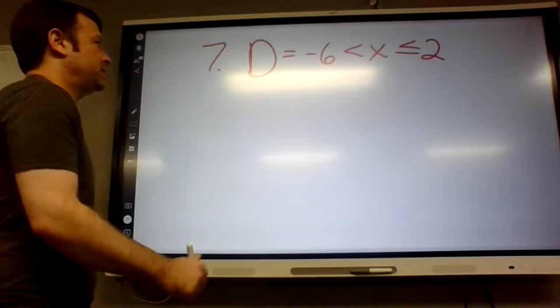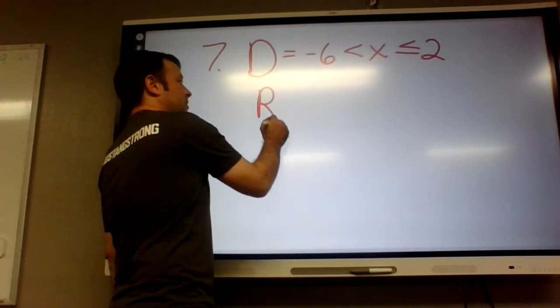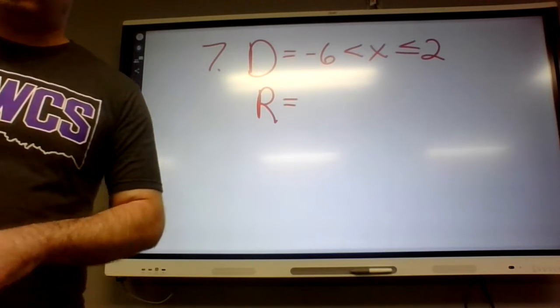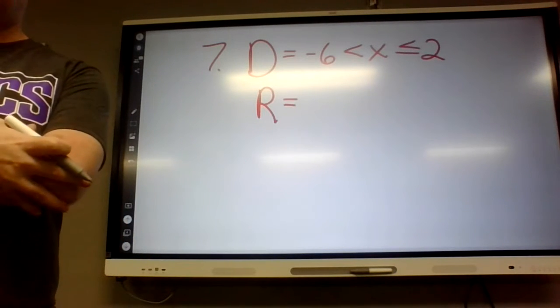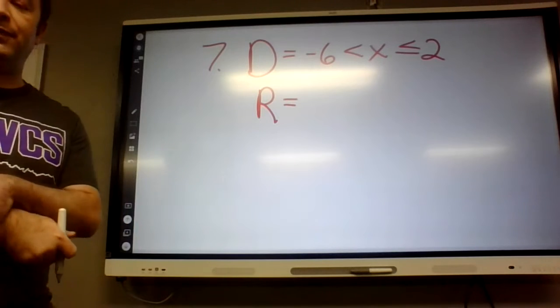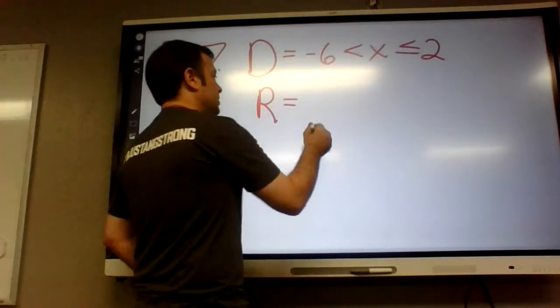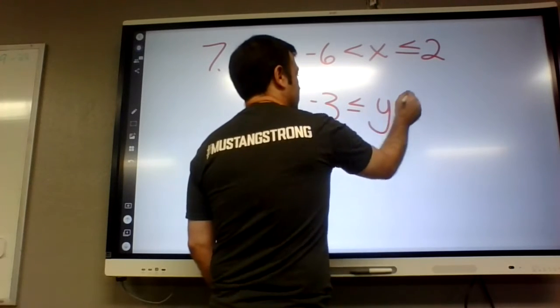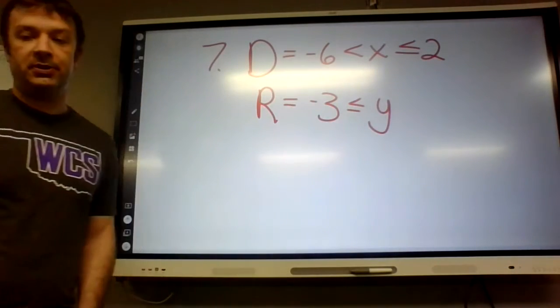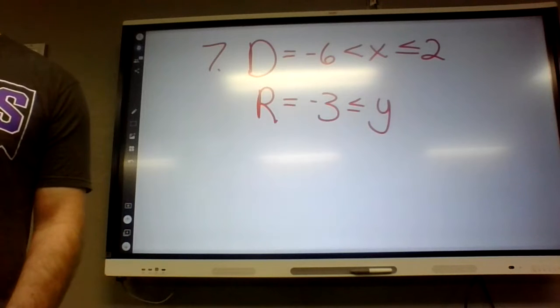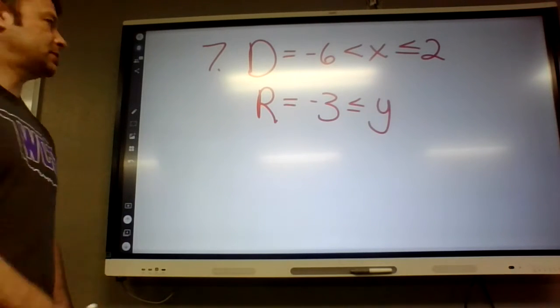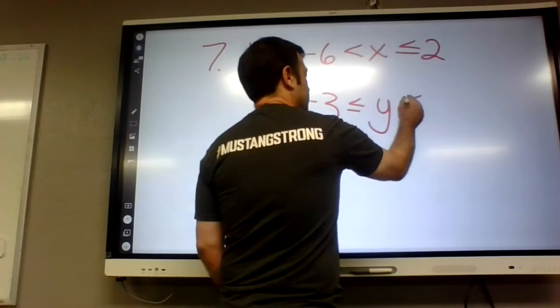Okay, and then the range is the y values, so that's up and down. What's the lowest y value? How low does it go? We're looking just at the dots. -3. Is -3 included? Yes, it touches -3, so notice I put y on that one. Then how high does it go? 6. And 6 is included.